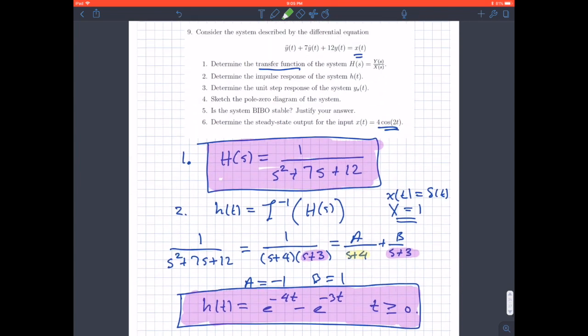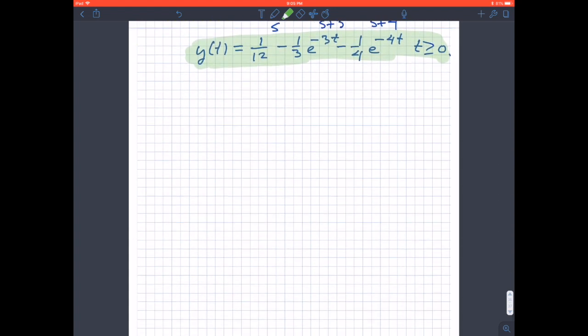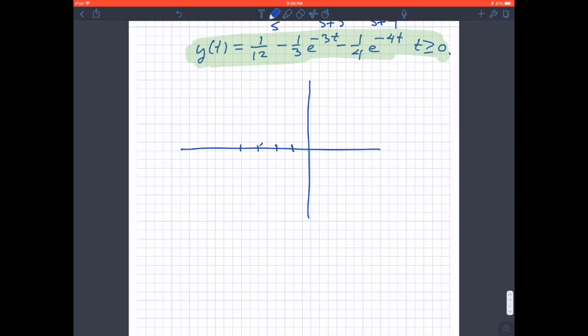Okay, then we're going to do parts 4 and 5, which is the pole zero diagram and system stability. When you talk about BIBO, we were talking about the stability of a system. So we look at the poles and zeros of the transfer function. In this particular case, there are no finite zeros. So we know we have a pole at -3 and another pole at -4. So there's the pole zero diagram.